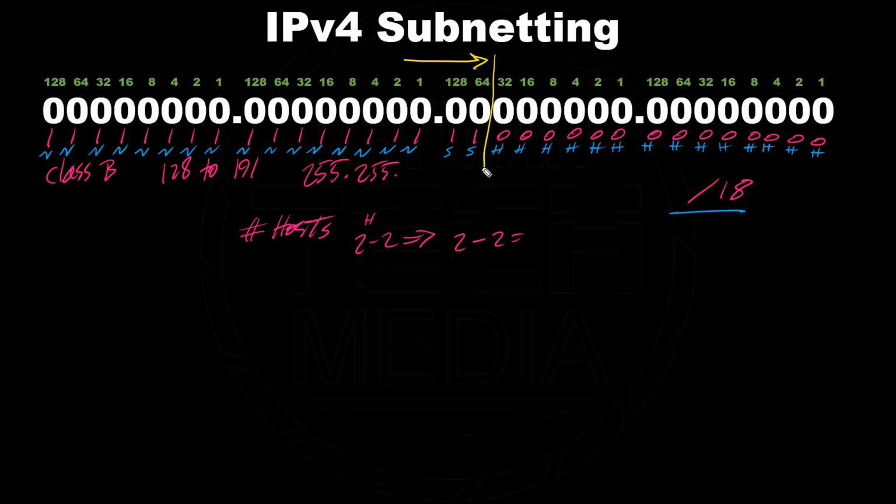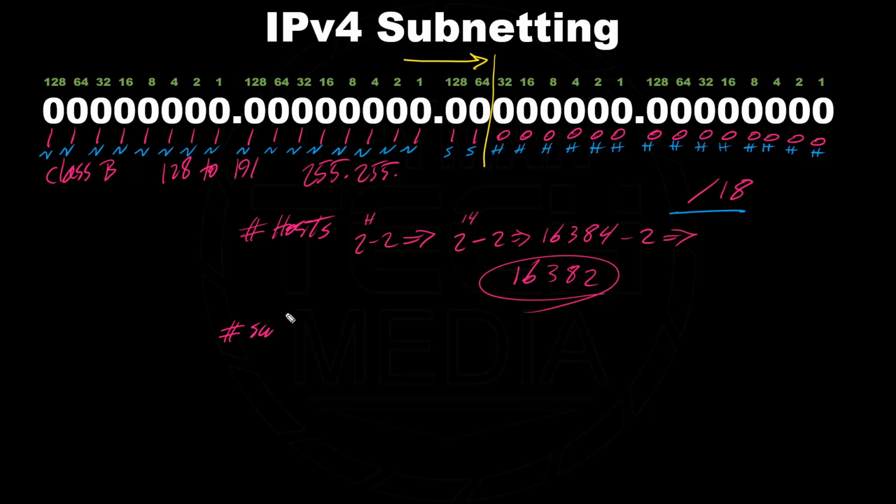2 to the power of how many host bits do we have now? 8 bits here plus 6 bits here, which is 14. 2 to the power of 14 is 16,384, minus 2, which is 16,382 available IP addresses per subnet. Originally it was one big subnet with 65,534 available IP addresses. Let's see how many subnets we have now.